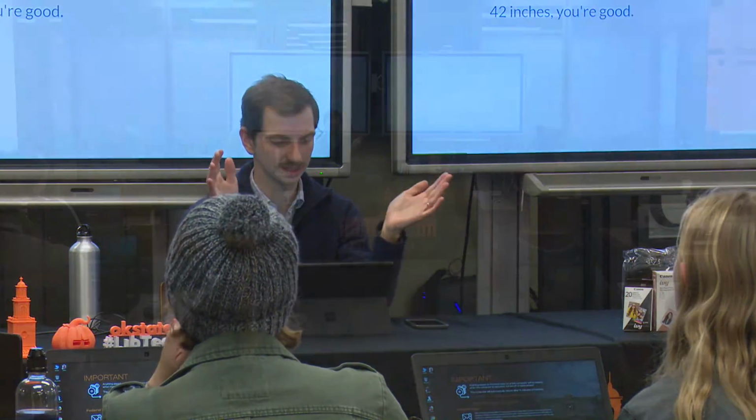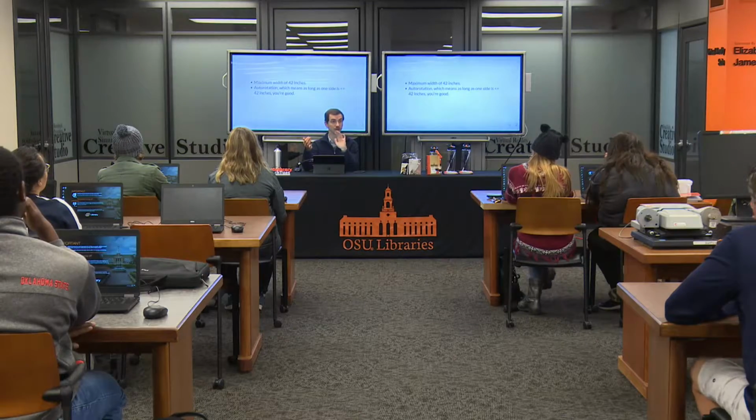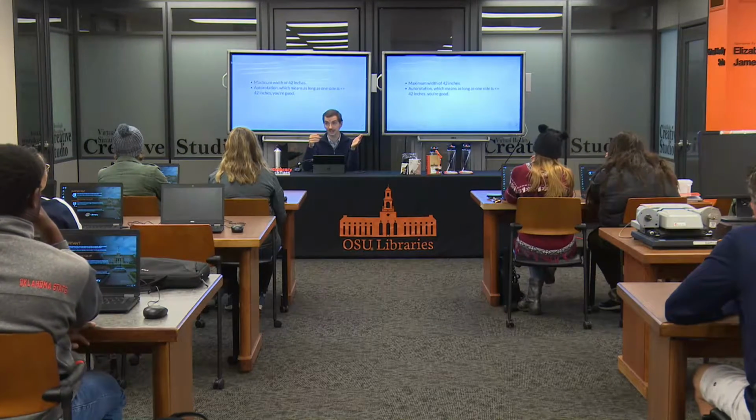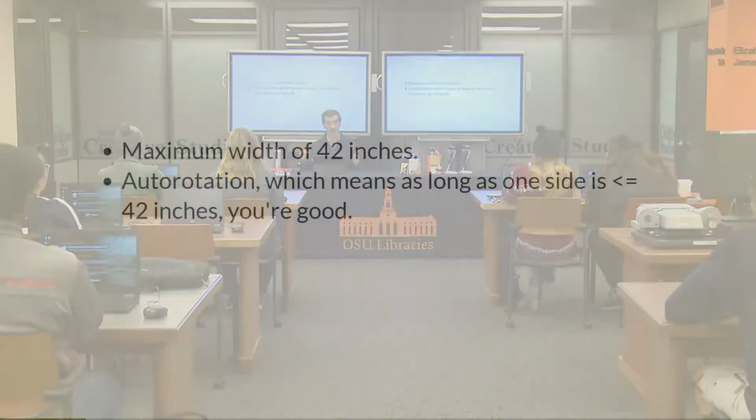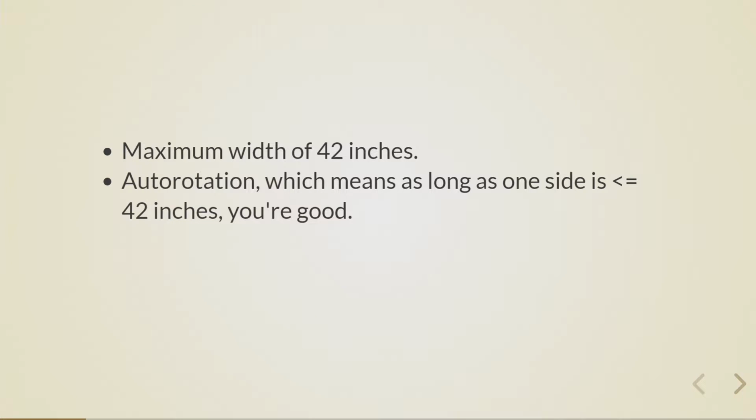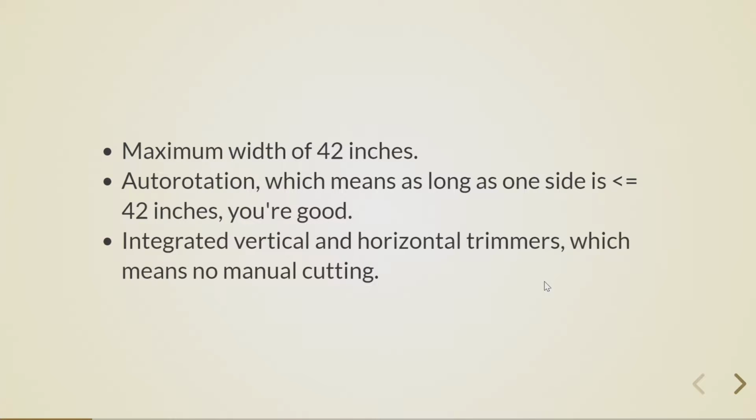And so the way our printer works is that it will automatically rotate so that the dimensions fit on our paper, which is great. So you don't need to worry about which side is 42 inches or less, or indicate that or whatever. As long as one of your sides is within the necessary width of our printer, you're good to go. So that's very helpful. And then also, you don't need to worry about doing any trimming, cutting.